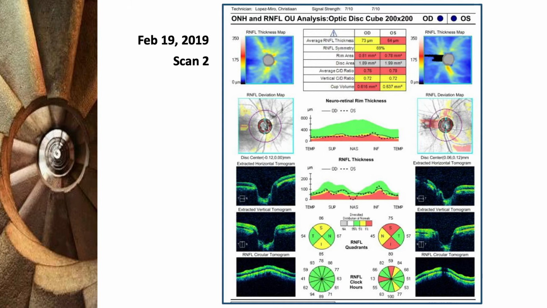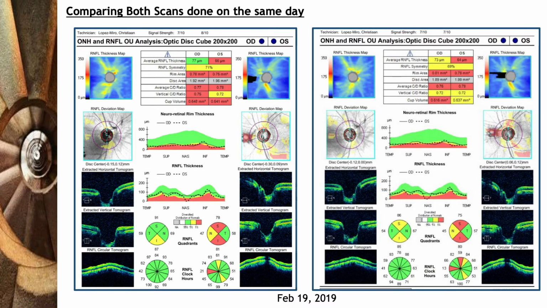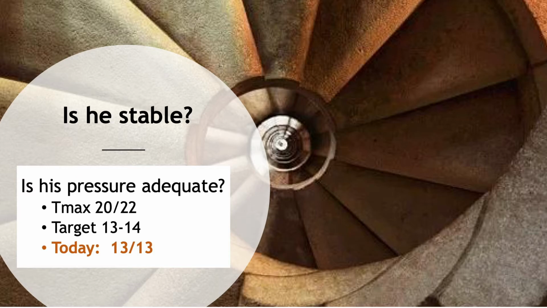This is the second scan on that visit, and then I've put both of them side by side so you can compare, and you can see that they're actually pretty similar. So the question is, is he stable? Remember, he's been followed since 2012, started on glaucoma medication in 2013, and on that visit, when they started him on medication, his pressure was 20 and 22. They had considered a target of about 13 and 14, and of course, on the visit that I'm seeing him today, his pressure was 13, so he was really right at the target of what you would want.